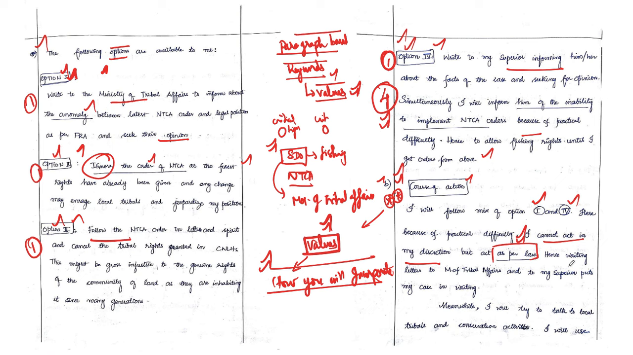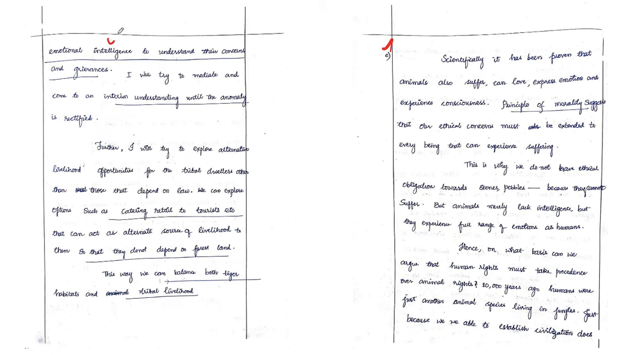If you look at this topper, friends, he is saying that he will address the concern by writing a letter to tribal affairs as well as to his seniors about the practical difficulties he will face because of implementing this NTA order. Till then, he will put it on hold. Meanwhile, he will also talk to all the tribal people and conservation activists, and he will use his emotional intelligence. This is what I have been talking about, friends.